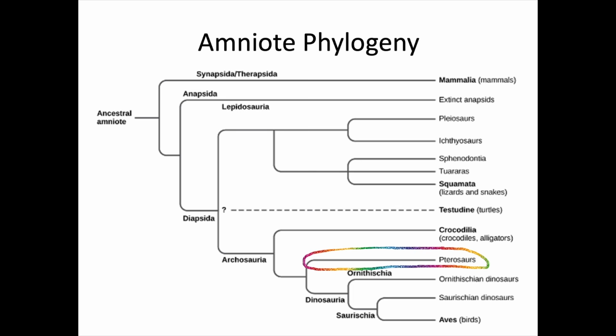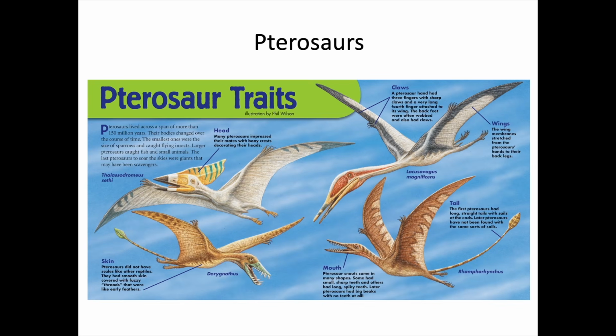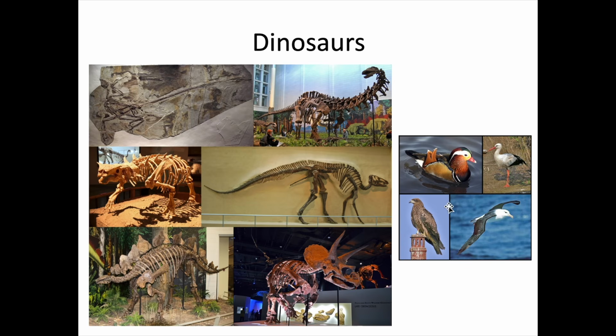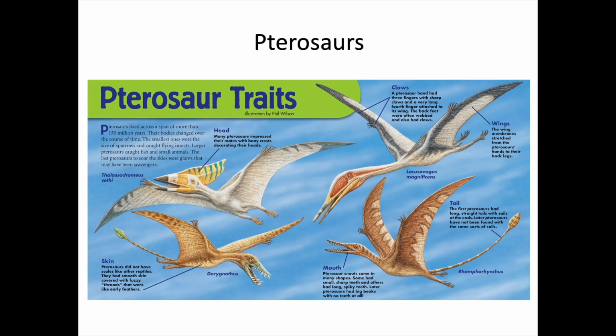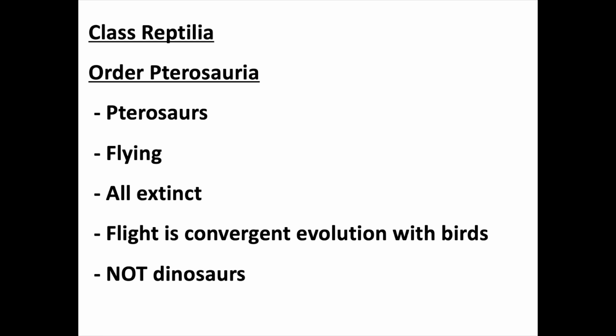So the fact that these reptiles can fly and these related reptiles can also fly, that is an example of convergent evolution. Two groups coming up with the same idea independently of one another. And we'll see flying mammals soon too. So what can we say about pterosaurs?